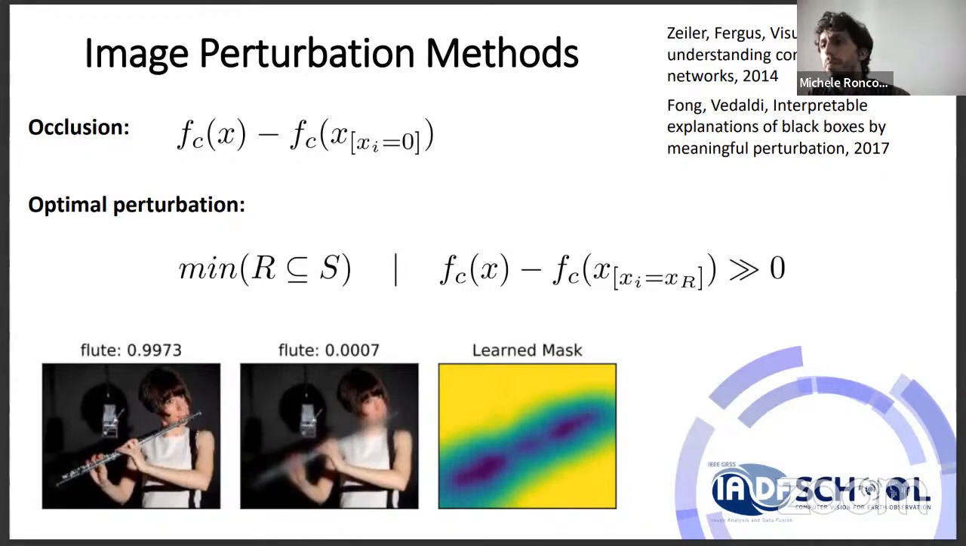And then in the paper, in this case, the pixels are not being canceled, but some noise has been added, some Gaussian noise. They discuss different ways in which you can perturb the input features. So this is the first visualization explanation method. We will see more of it.